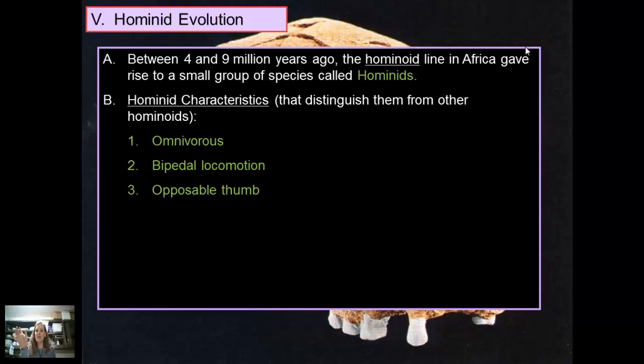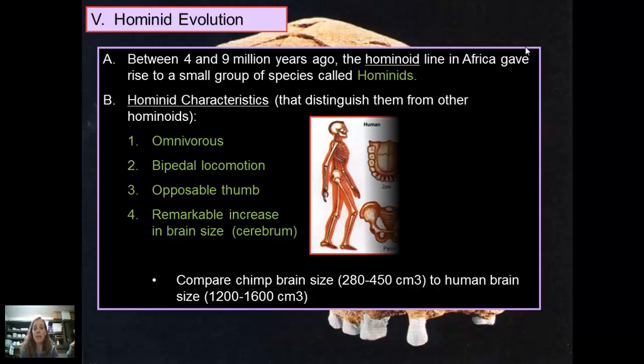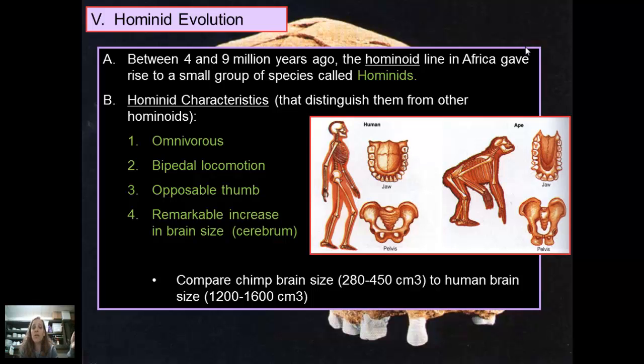We have our lovely opposable thumb. Oh, what would we do without this opposable thumb? We wouldn't be able to button up our buttons. We wouldn't be able to hold a pen and write. Our opposable thumb has been a huge evolutionary advantage for us. We have a remarkable increase in our brain size when compared to, say, chimps. Chimps have a much smaller brain than we do.